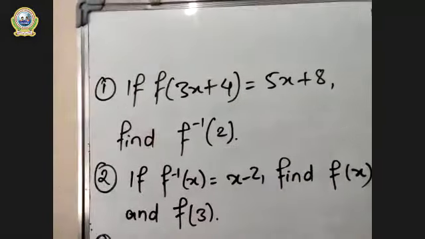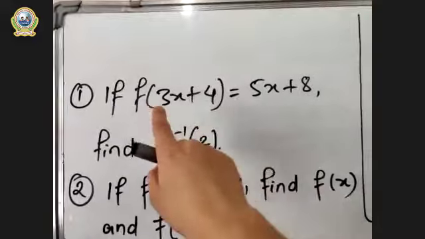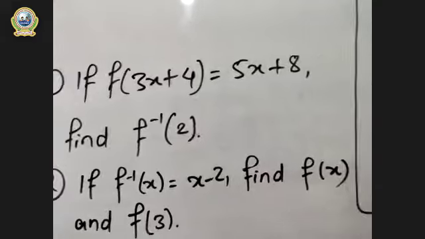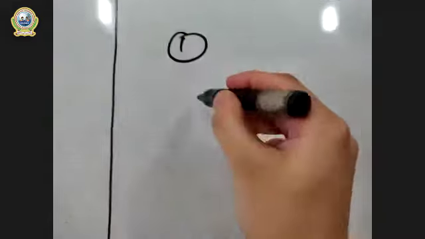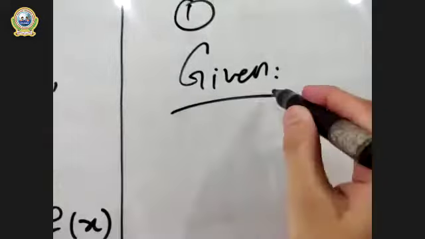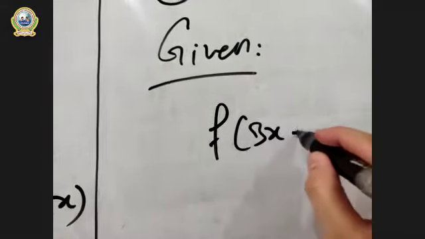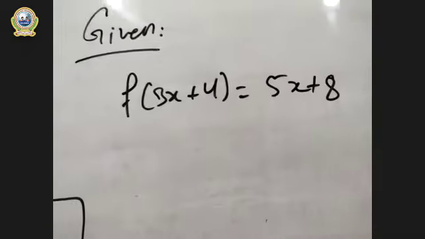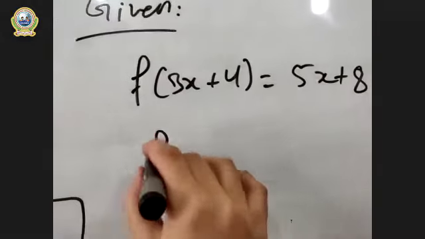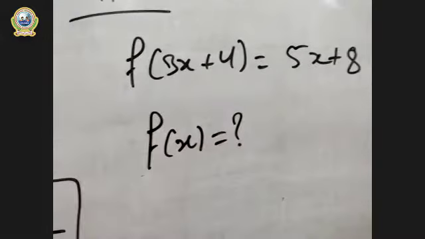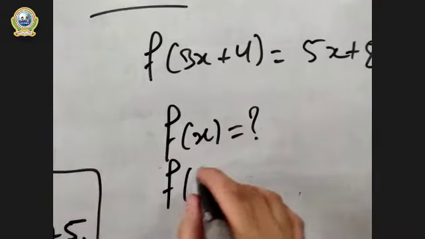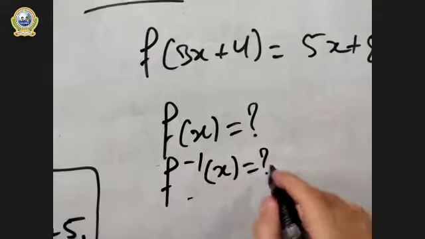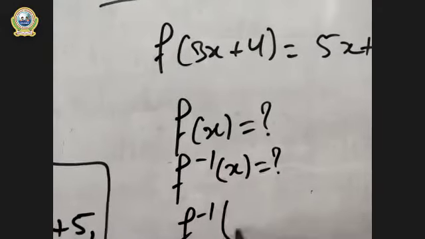So copy the question. The question says, if f(3x+4) is equal to 5x+8, find f inverse 2. Let's write question number 1 and write the given. The given says, f(3x+4) is equal to 5x+8. And the second one is, what is f(x)? And what is f inverse x? And next one is, what is f inverse 2?